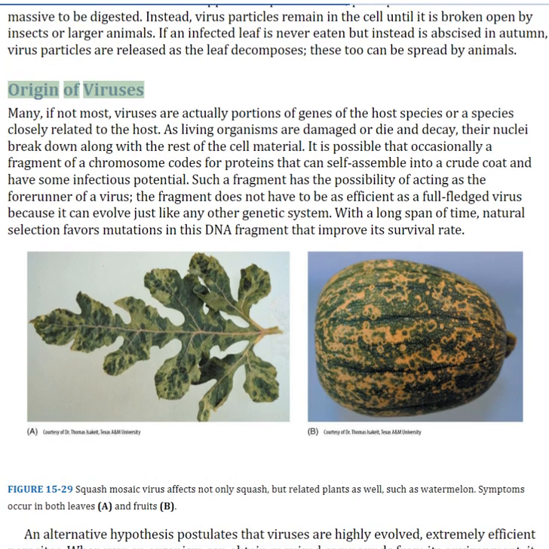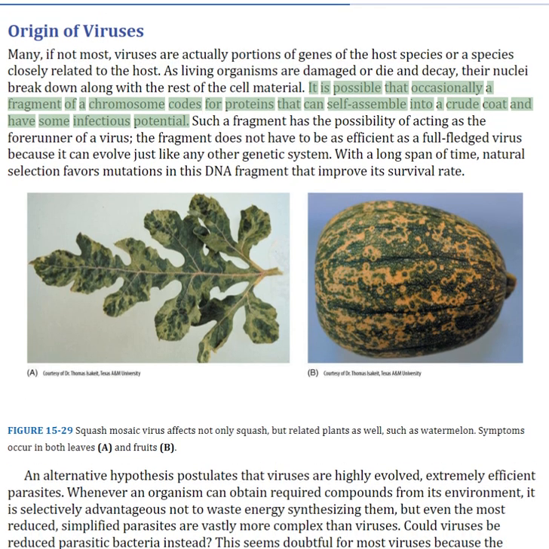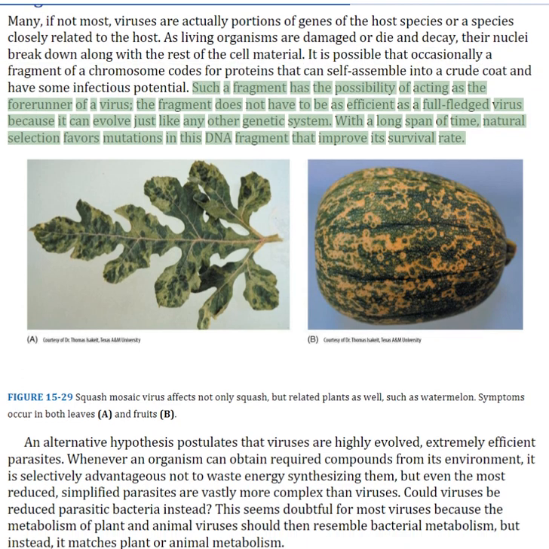Origin of viruses. Many, if not most, viruses are actually portions of genes of the host species or a species closely related to the host. As living organisms are damaged or die in decay, their nuclei break down along with the rest of the cell material. It is possible that occasionally a fragment of a chromosome codes for proteins that can self-assemble into a crude coat and have some infectious potential. Such a fragment has the possibility of acting as the forerunner of a virus.